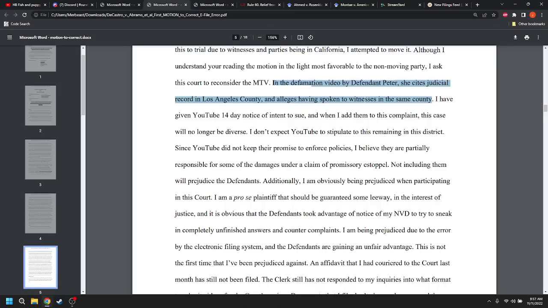Second, even if you had alleged it, it doesn't establish Southern District of California. It establishes Central District of California, possibly. And not a good possibility, but just a very slim possibility that would somehow be enough to justify a transfer of venue to the Central District. So you asked for the wrong district and you withheld evidence or withheld allegations that, if true, would have supported your motion. I've given YouTube 14-day notice of intent to sue, and when I add them to this complaint, this case will no longer be diverse.